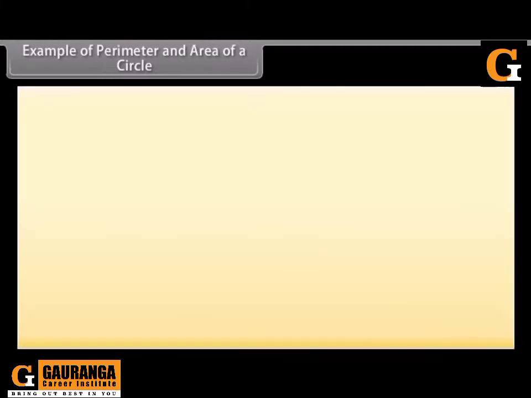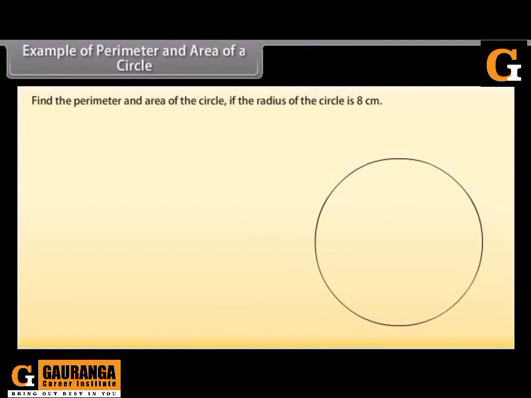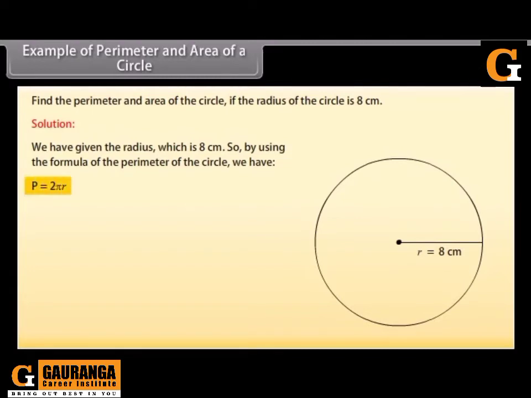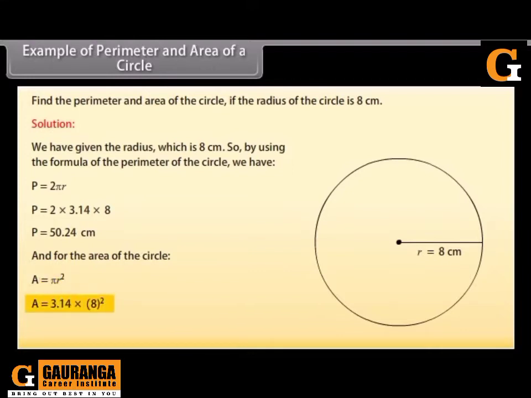Example 2. Find the perimeter and area of the circle if the radius of the circle is 8 centimeters. Solution. We have been given the radius, which is 8 centimeters. Using the formula for the perimeter of the circle, P is equal to 2 pi r. P equals 2 into 3.14 into 8. P equals 50.24 centimeters. And for the area of the circle, A is equal to pi r square. A equals 3.14 into 8 square. A equals 200.96 centimeters square.